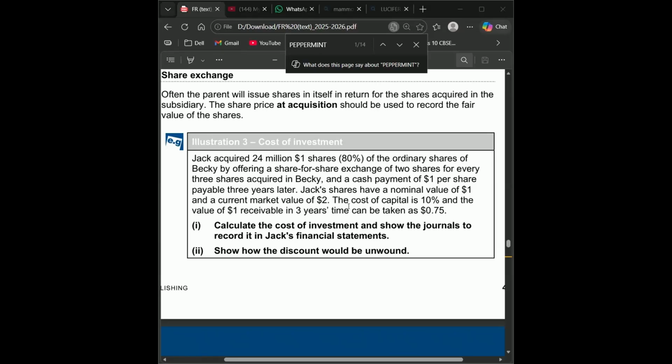So I want you guys to tell me how we will tackle this question. They're asking us the cost of investment. Yesterday we learned how to find the value of investment, right? Similarly, I want you guys to find the cost of investment in this question.